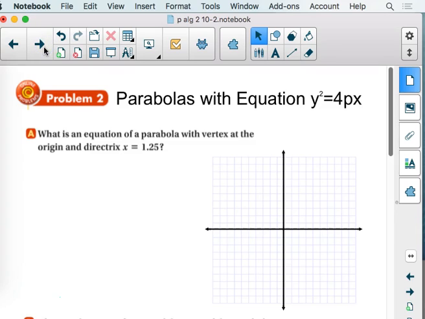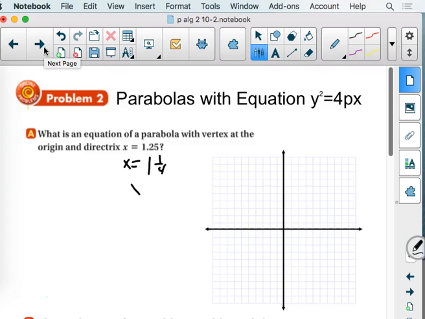So what we do, it really is just bring it in and use that graph as we go through. So here it says, let's look at some parabolas with the equation y squared equals 4px. What is an equation of a parabola with vertex at the origin? So that means it's pretty standard stuff. And the directrix of x equals 1.25. I'm going to change that into 1 and 25/100ths, which is 1 1/4, which is 5/4.